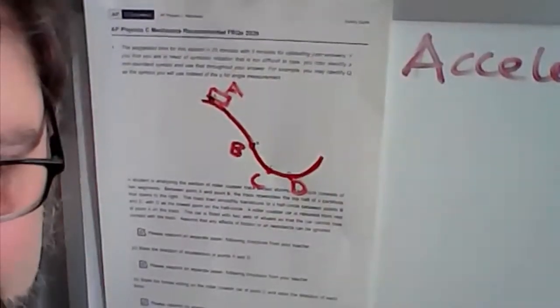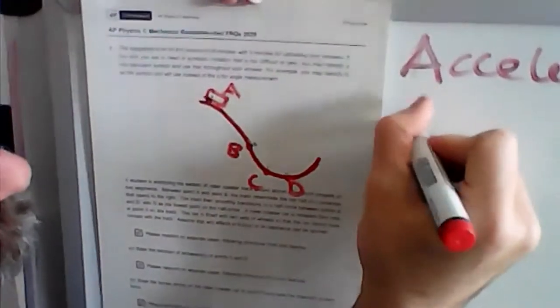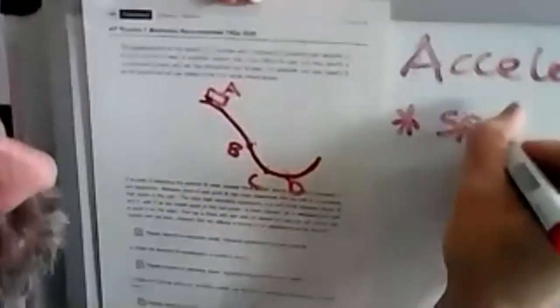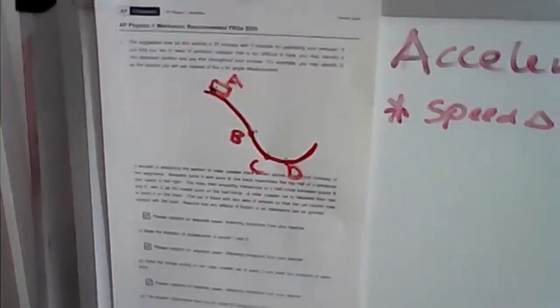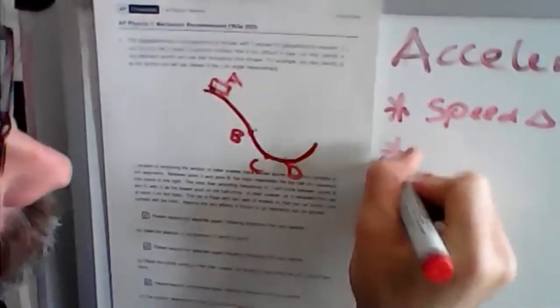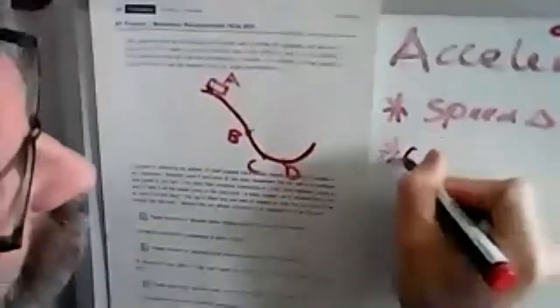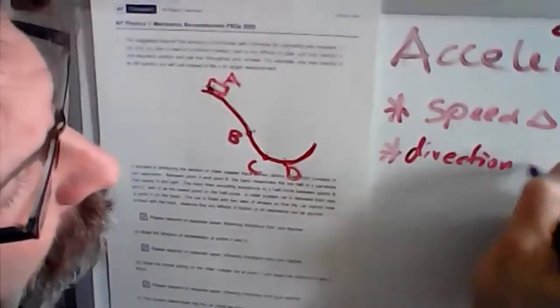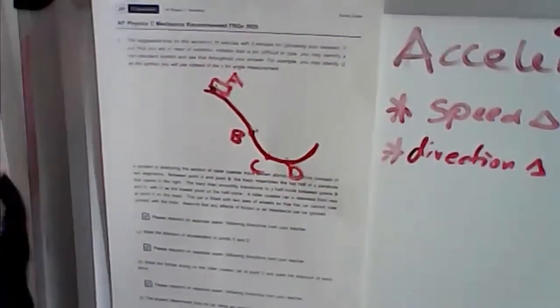Acceleration comes in two flavors. What are the two flavors of acceleration? Speed changing and direction changing. Good. So it's speed. I'm just going to do delta, because that still shows up. So there's a speed change, and then the other one, direction change. And for the direction changing, yes, we have an equation for that.